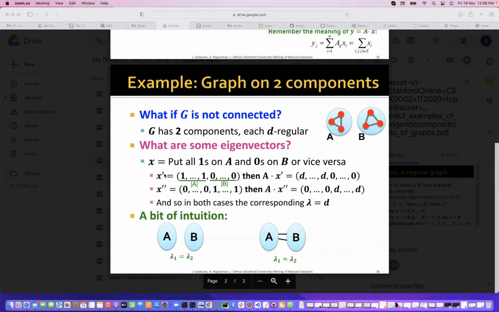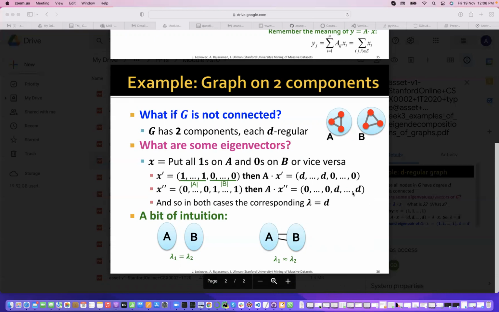Then you can get X prime is 1, 1, 0, 0. Then A X prime equals D's, and the remaining things you'll get zeros. Then X double prime: you make the first component all zeros, and the second component nodes all ones. Then A X double prime equals 0, 0, D, D, D.